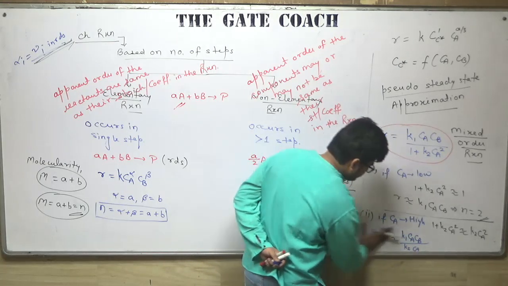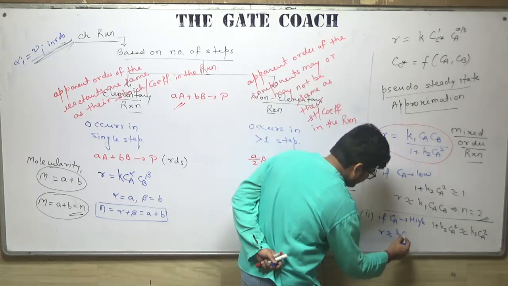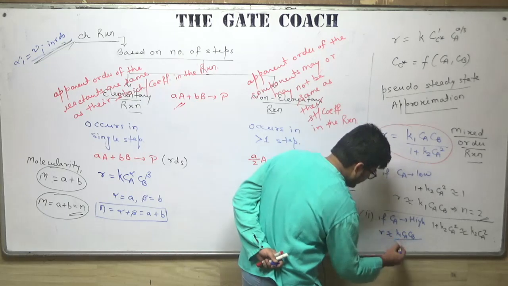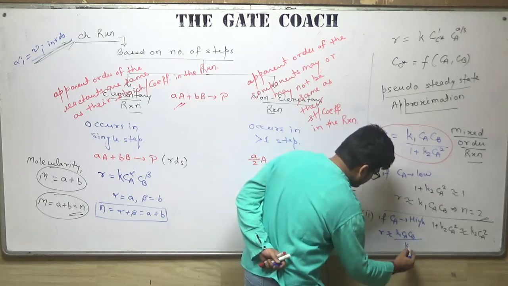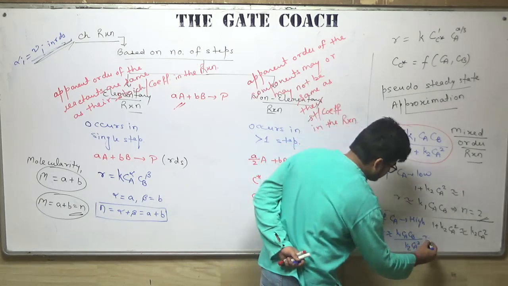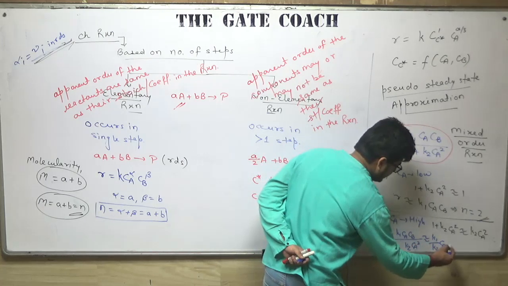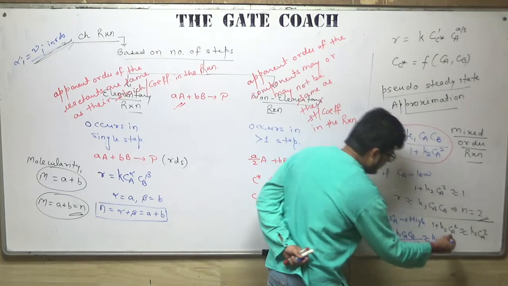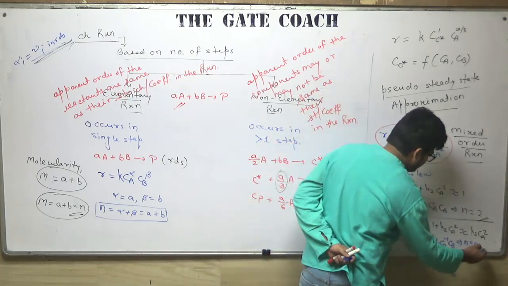what did I write? K1 Ca Cb over, 1 will not come, K2 Ca square, that is K1 by K2 Ca power minus 1 Cb power plus 1, that is, overall order is 0.